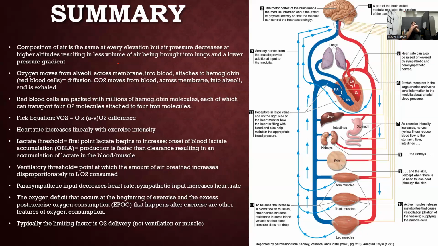Parasympathetic input decreases heart rate, sympathetic input increases heart rate: rest and digest versus fight or flight. The oxygen deficit that occurs at the beginning of exercise and the excess post-exercise oxygen consumption that happens after exercise are features of oxygen consumption. Those are things that occur when you begin to do exercise.